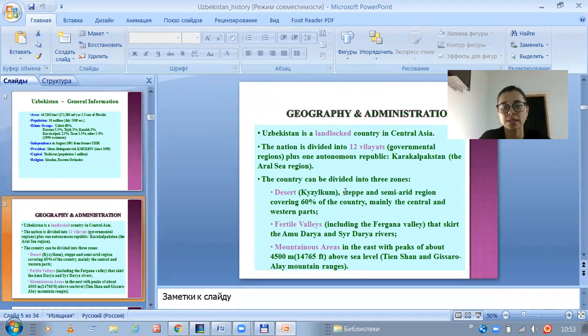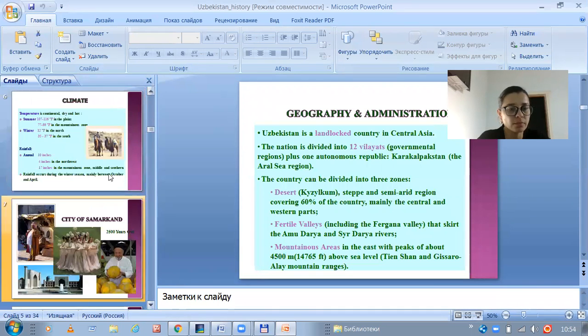Geography and administration. Uzbekistan is a landlocked country in Central Asia. The nation is divided into 12 regions, plus one autonomous republic, Republic of Kazakhstan. The country can be divided into 3 zones: desert, and fertile valleys, Fergana Valley, and Amudarya and Syrdarya rivers, and mountainous areas. In the east, we speak of about 4,500 meters above the sea level.